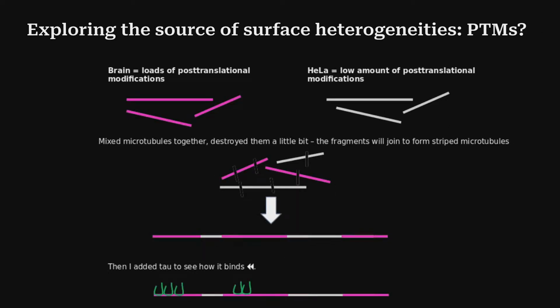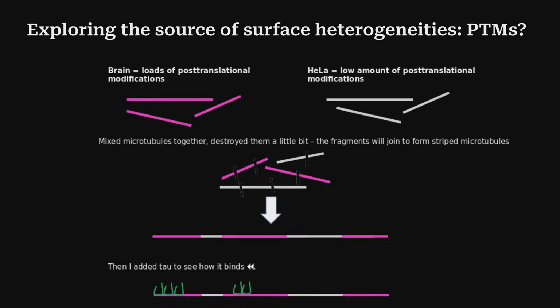Now just to probe the source of this heterogeneity, because a microtubule is a homogeneous kind of surface. It's made up of a single type of dimer. So what could be the source of this heterogeneity? One possibility was that post-translational modifications of tubulin are playing a role. Just to give an idea, these are phosphate groups that can be attached to the tubulin protein after they are created, and that can introduce this heterogeneity.